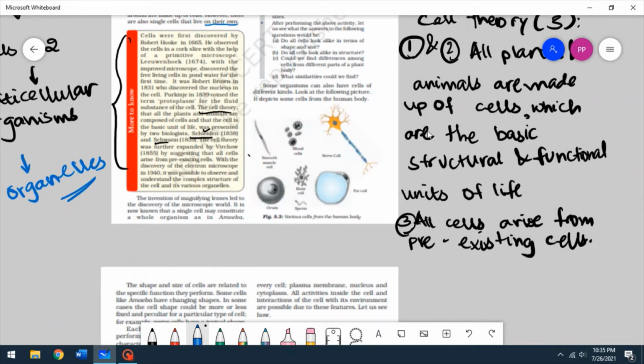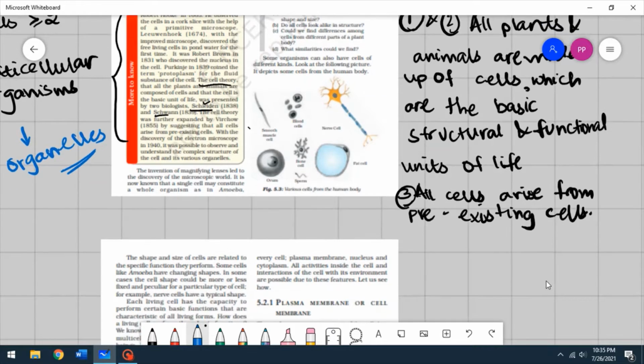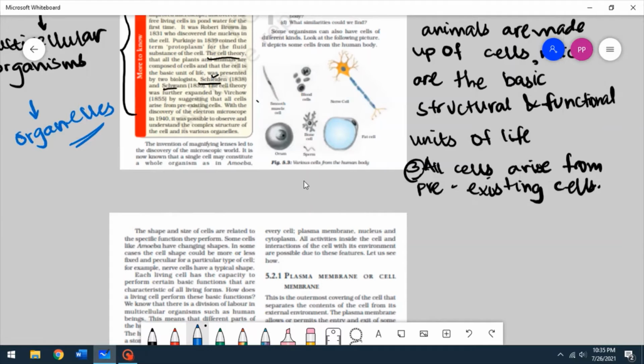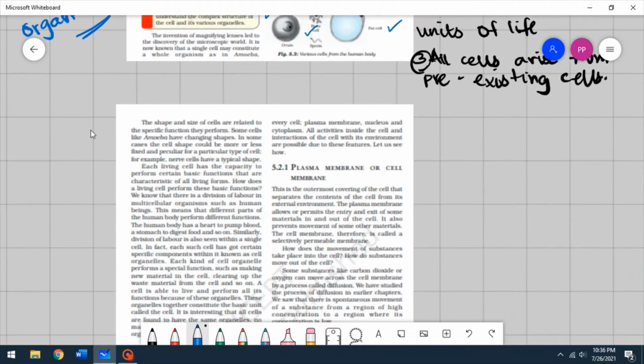Alright, so we have an activity here that also has to be done using a microscope. And then we have the diagrams of a few cells from the human body. This is also important. You need to know how to draw these diagrams. We have smooth muscle cells, blood cells, nerve cells, fat cells, bone cells, sperm, and ovum. You need to know how to draw all of these, and you need to label them with what they are.